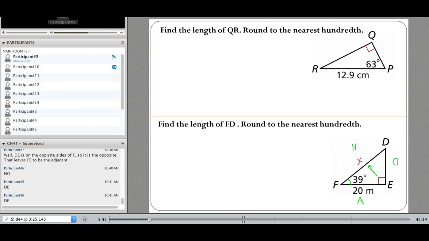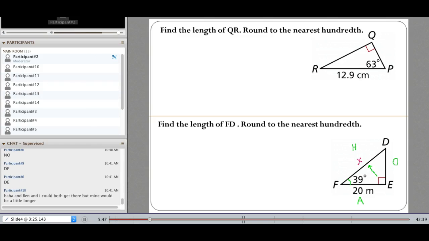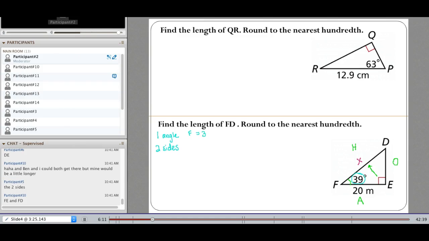I'll grab blue and we'll circle what we know. We already know angle F, so we definitely want to have that in our equation, right? What else do we definitely want in our equation? Remember, we have one angle and two sides that we need. We already have the angle, angle F, which is 39 degrees. Okay, FE and FD. That is correct, Brian.